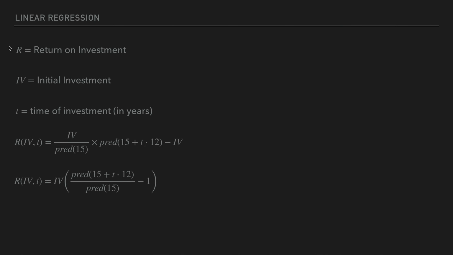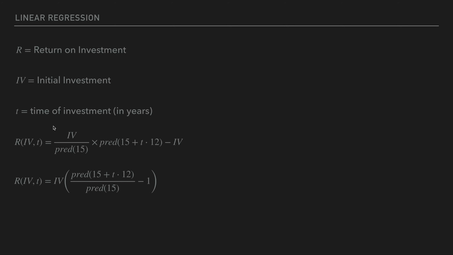So these are the formulas that we will use to get the answer to the question. Let's evaluate. We have R, which is the return on investment. We have IV, which is the initial investment. We have T, which is the time of the investment in years. And then this is the general formula.